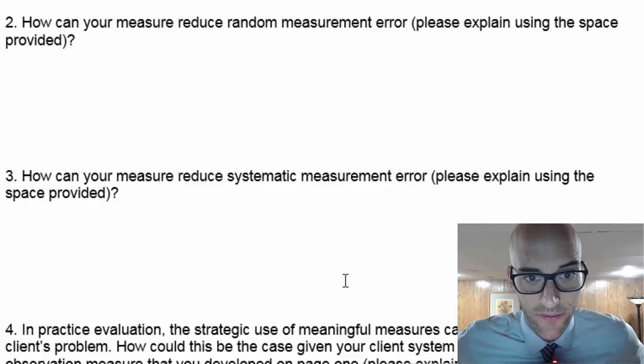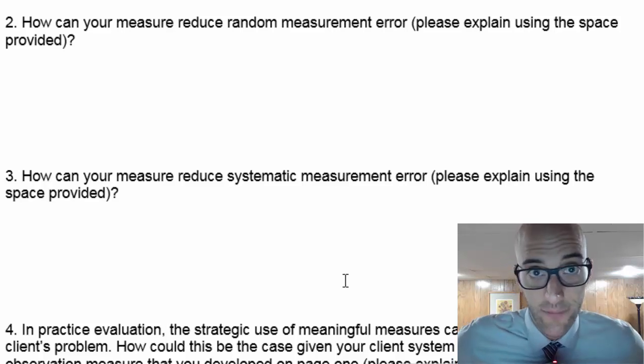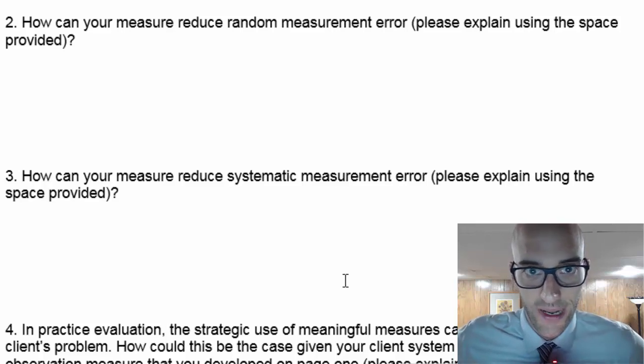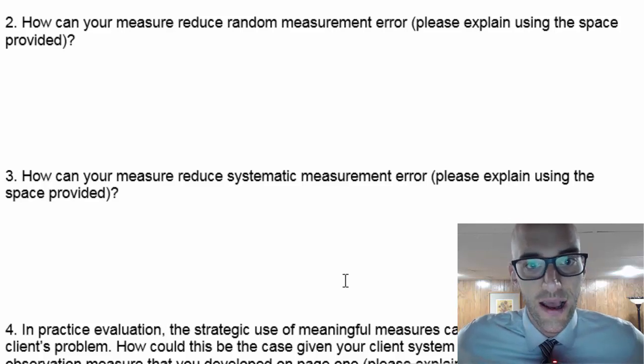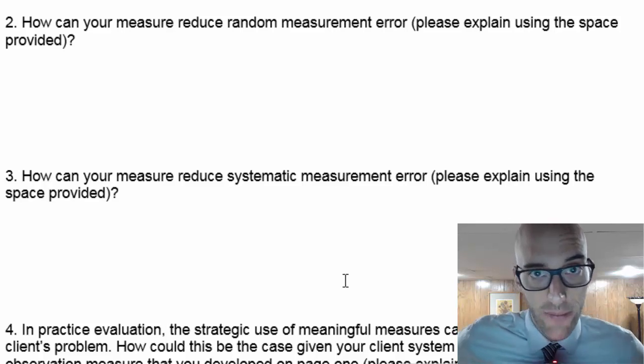And for systematic measurement error, how can you reduce that? An example is making sure that the watch is charged, or the phone is charged, or whatever your primary measurement is, making sure that it's consistently able to take accurate measurements.